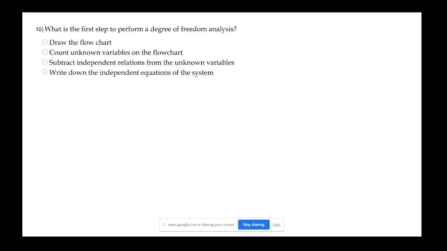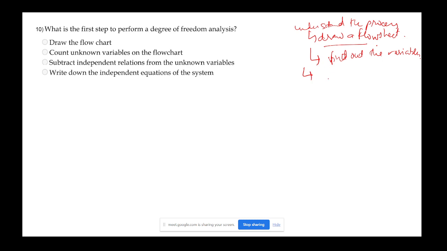Now moving forward with the next question: what is the first step to perform the degree of freedom analysis? So what do you do for calculation of degrees of freedom? First you define or understand the process, and it is simpler if you draw a flow sheet for the process. So to understand the process, you find out the variables.